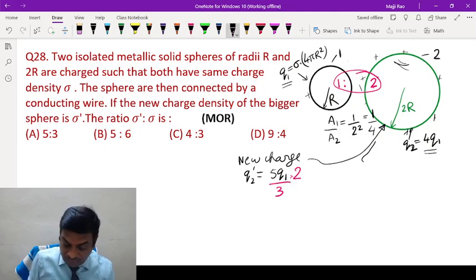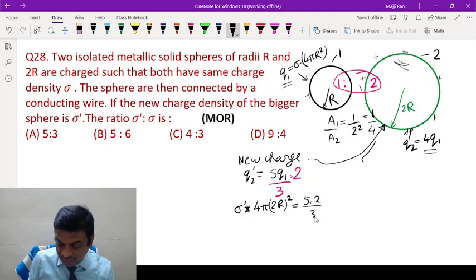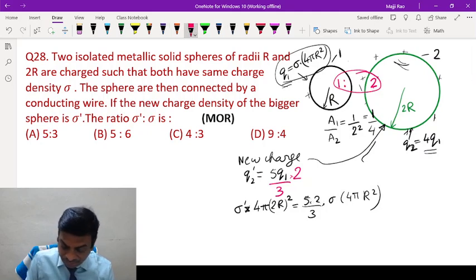So therefore now charge will be surface charge density into area. Area is how much? Area is 4 pi 2r square. Whereas here it is 5 into 2 by 3 into Q1. What is Q1? Q1 is sigma into 4 pi r square. I hope that is clear, students.